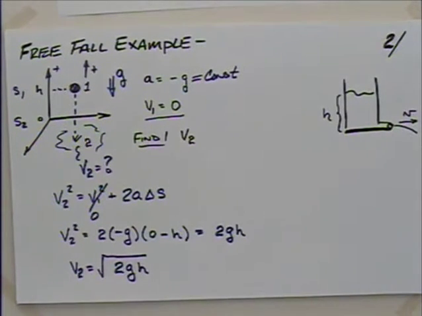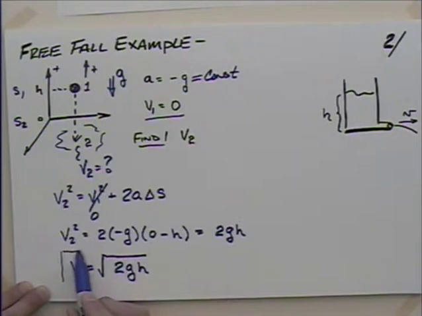A lot of times if you're less careful with the signs, you'll end up with a positive value on the h and maybe a positive value on the g, and it works out for you. That would essentially be taking positive down, and that's okay. But I tried to be more careful and more rigorous with my signs here. So this is our expression: our impact velocity would be equal to the square root of 2gh.